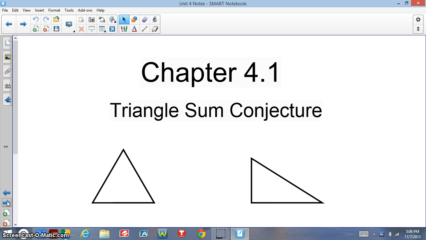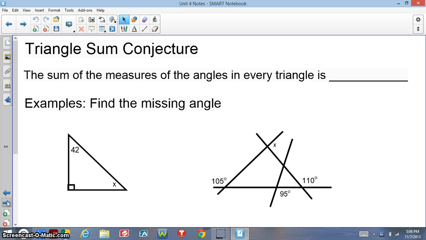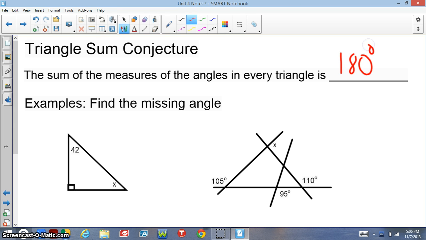Alright, so this first one, just look at the triangle sum conjecture. Just remember that the sum of the measures of the angles in every triangle is 180 degrees. You should have learned that back in probably elementary school. Just real quick, a couple of very fast examples that we'll go through.